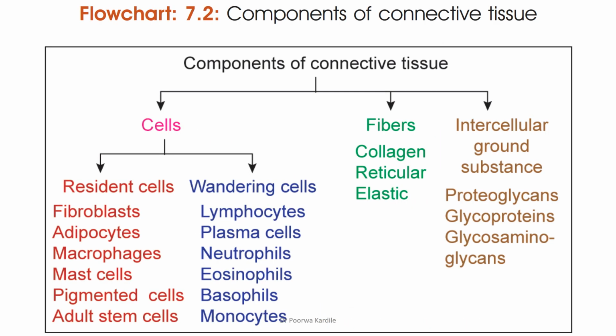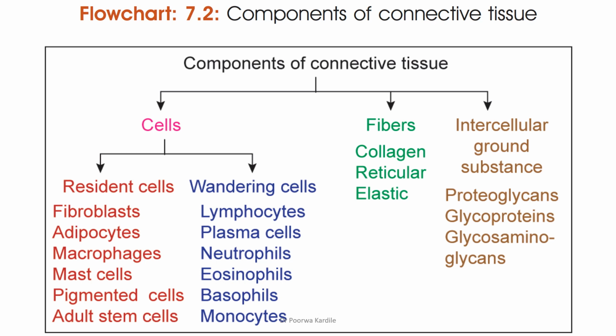Three main components of connective tissue are cells, fibers, and intercellular ground substance. So the cells can be fixed or native or resident cells, and the second is immigrant or wandering cells. So the fixed cells present in connective tissue are fibroblasts, adipocytes, macrophages, mast cells, pigment cells and adult stem cells. And the wandering cells mainly present in the blood are lymphocytes, plasma cells, neutrophils, eosinophils, basophils and monocytes.